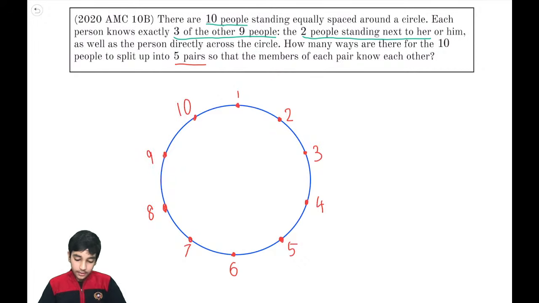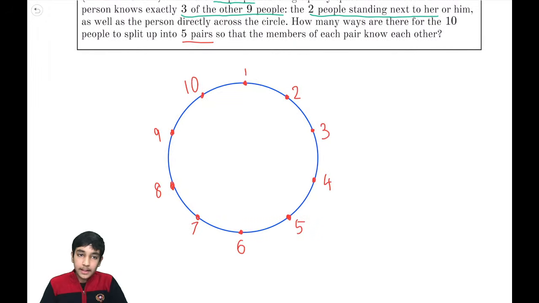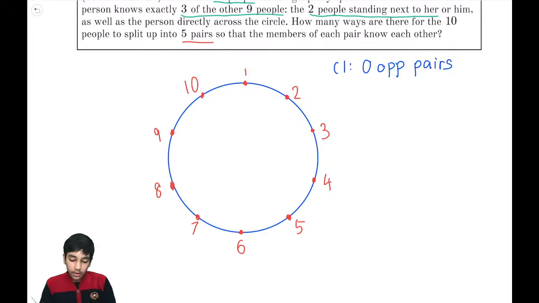Now let's go to the solution of this problem. This problem is basically just doing casework, and you basically just do casework on the number of opposite pairs. The way I'm going to explain it is casework on the number of opposite pairs there are. So let's just take different cases. Case 1, let's say, is 0 opposite pairs. So all the pairs are people who are next to each other.